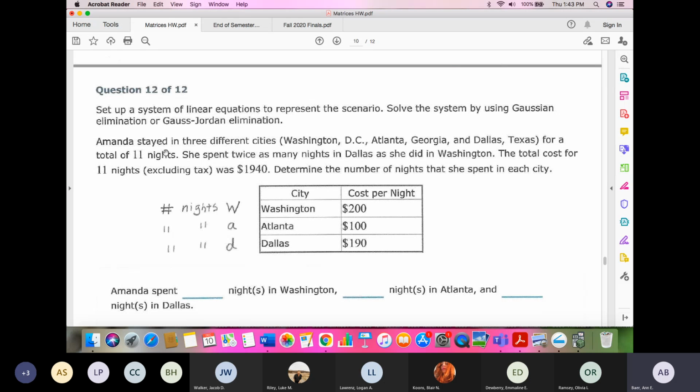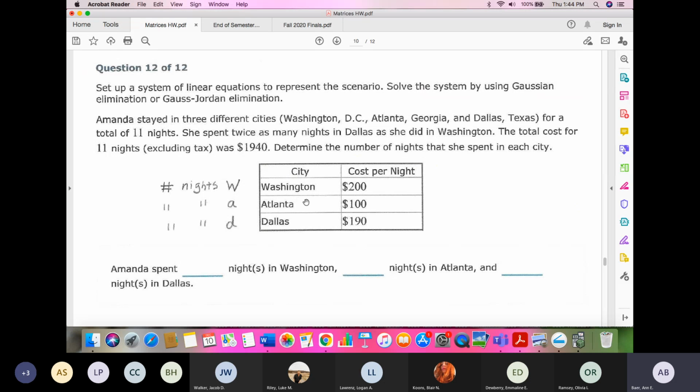So Amanda stayed in 3 different cities: Washington, D.C., Atlanta, Georgia, and Dallas, Texas. Interesting. Those 3 places seem to be in the news currently, for a total of 11 nights. She spent twice as many nights in Dallas as she did in Washington. The total cost for 11 nights, excluding tax, was $1,940. Determine the number of nights that she spent in each city.